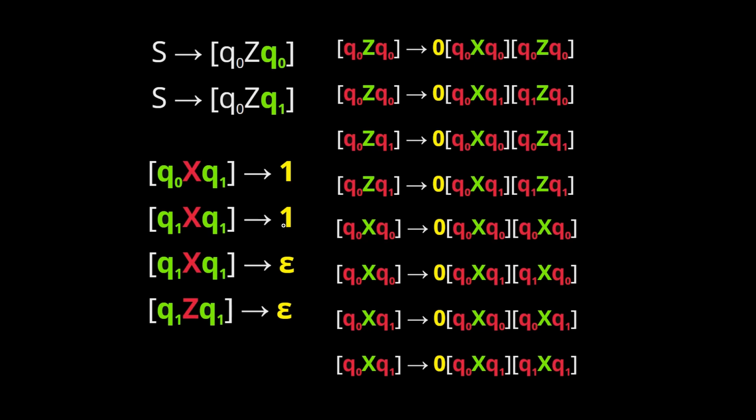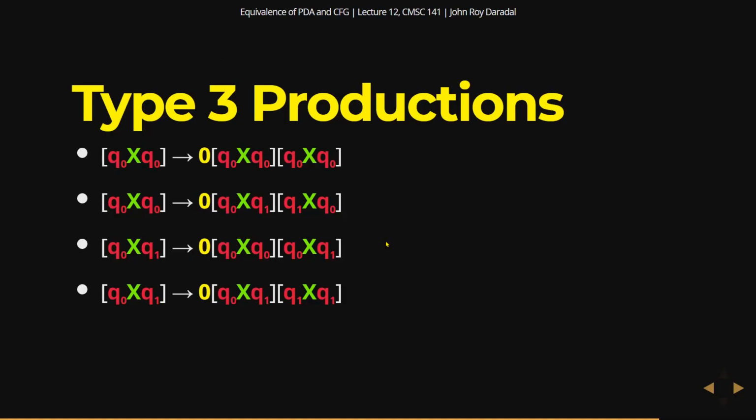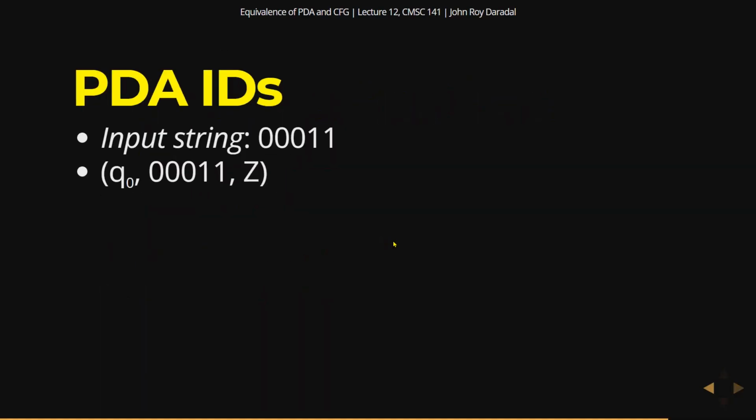So these are all of the productions for our example PDA. Okay. So let's now try to see some input strings if they really work with our PDA and our equivalent CFG.